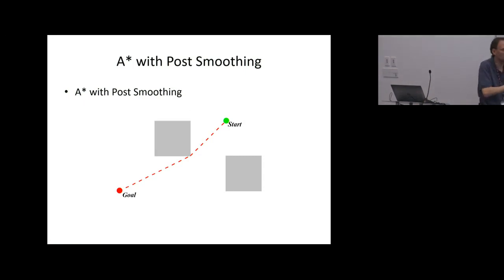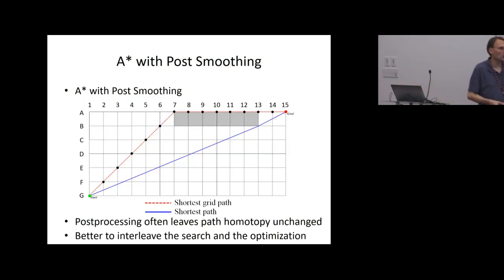So post-processing gets you a long way towards finding good paths. It can also be done relatively fast. But often it does not give you shortest paths, or really close to shortest paths, and here's the reason why. If you look at this grid here, we have our start here, and our goal here, and you want to find the shortest grid path on that grid. There are many shortest grid paths on the grid. Which one you find depends on how the search algorithm breaks ties. So let's assume that our search algorithm found this path here, a shortest grid path. The truly shortest path is this one here.